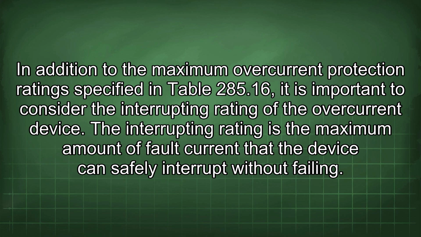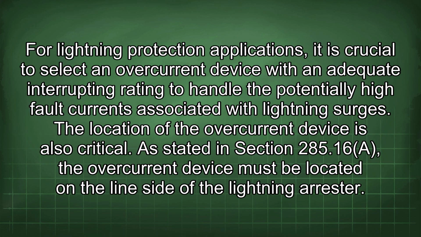The interrupting rating is the maximum amount of fault current that the device can safely interrupt without failing. For lightning protection applications, it is crucial to select an overcurrent device with an adequate interrupting rating to handle the potentially high fault currents associated with lightning surges. The location of the overcurrent device is also critical.